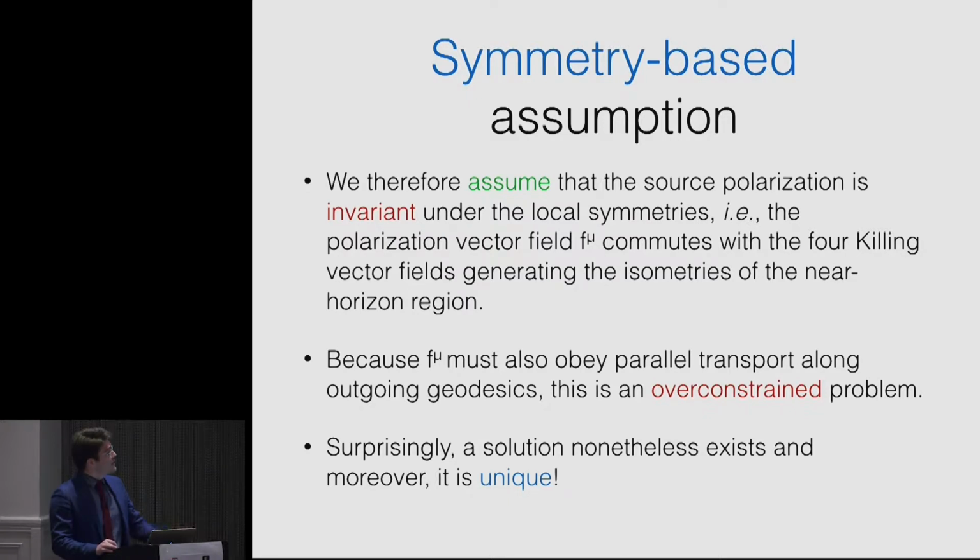Now, of course, this polarization vector has to be parallel transported along outgoing geodesics. And so it turns out that if you impose all these conditions, you get a highly over-constrained problem. But surprisingly, there's a solution which nonetheless exists, and moreover, it is unique. So there's a unique signal that you could get from this near-horizon region that would respect all of its symmetries. And that's the one that I'm presenting now.